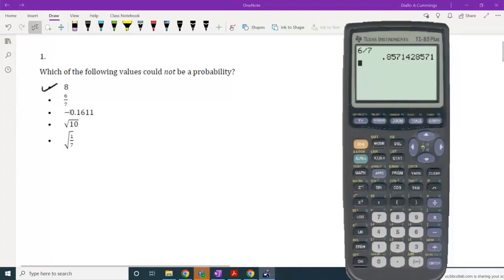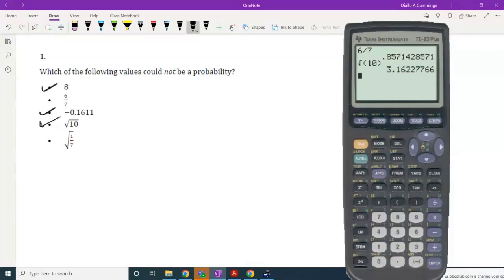Okay, what about the third choice, negative 0.1611? Right. This is not a probability because it's negative, so that would constitute an answer. What about the square root of 10? All right, so I'm going to analyze the square root of 10 in the calculator and just see if it is a value between 0 and 1. So notice that the square root of 10 is 3.1, which actually overshoots 1. So the square root of 10 could not be a probability. All right, so we'll accept that as an answer.